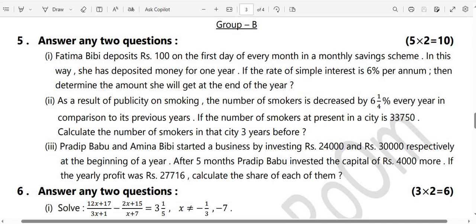Question number 3. Purit Babu and Amina Bibi start a business by investing rupees 24,000 and rupees 30,000 respectively. At the beginning of a year, after 5 months, Purit Babu invests rupees 4,000 more. If the yearly profit was rupees 27,760, calculate the share of each of them.